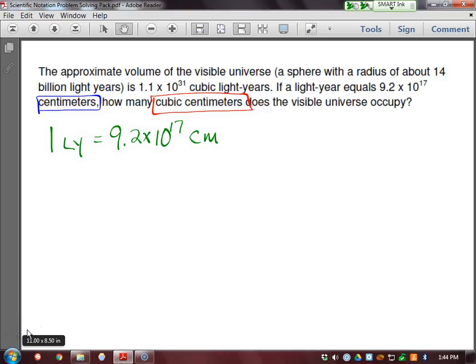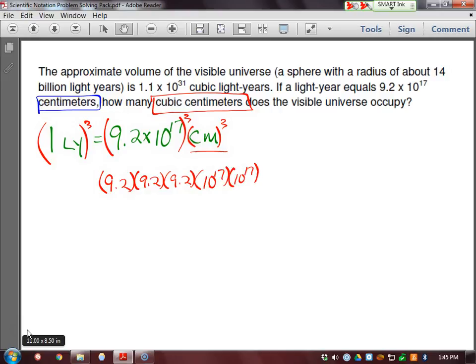So what we need to do is to get cubic light years, and the way that we get cubic light years is we cube something, or we take it to the power of 3. So if we take one side to the power of 3, we have to take the other side to the power of 3, and that will then give us our cubic centimeters. So that means we have to multiply everything in here times itself 3 times, which will give us 9.2 times 9.2 times 9.2 times 10 to the power of 17 times 10 to the power of 17 times 10 to the power of 17.